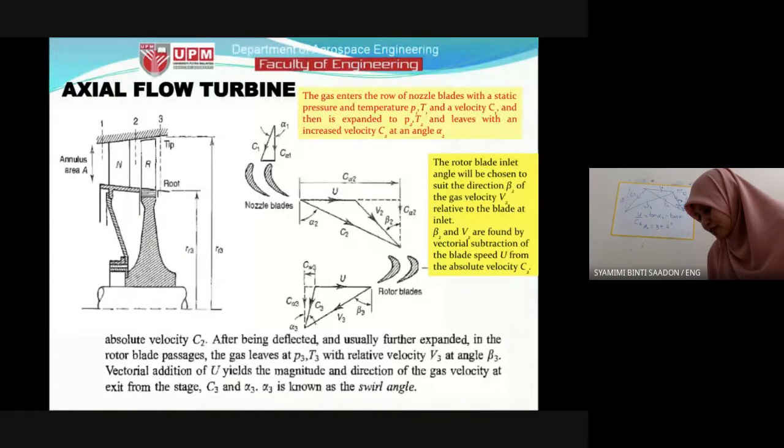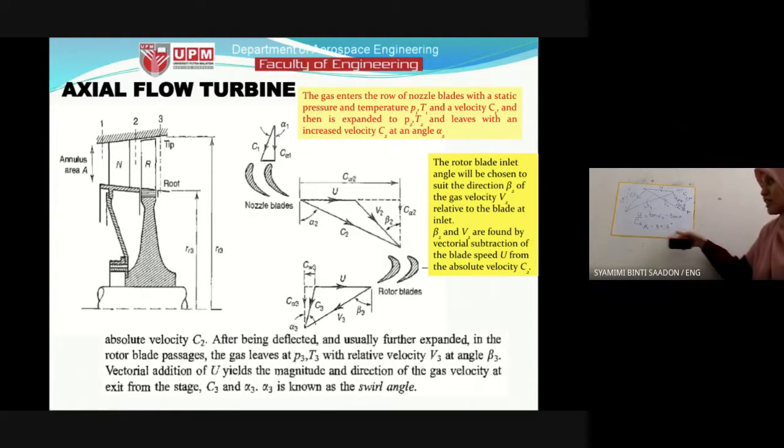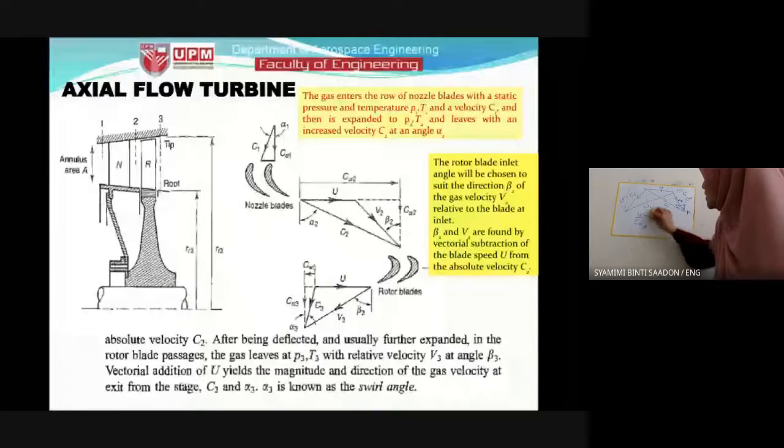Next, alpha 3 and then beta 3, and then we finish with beta 3. To calculate alpha 3, we use the specific work that we have calculated in the first question. So alpha 3, this one 39.6.